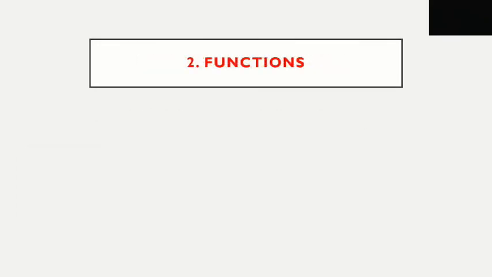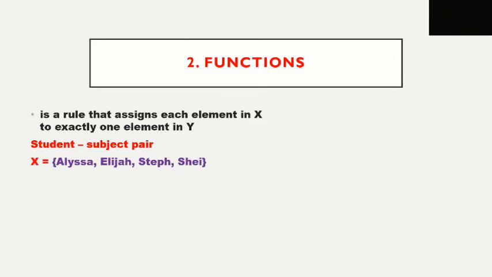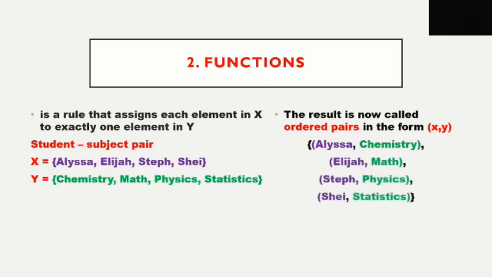Number 2 on the basic concepts is functions. It is a rule that assigns each element in set X to exactly one element in set Y. For example, a student-subject pair. Set X is composed of students and set Y is composed of subjects. The result is what we call ordered pairs, in the form of X, Y. So we have the set containing the ordered pairs Alisa and chemistry, Elijah and math, Steph and physics, and statistics.